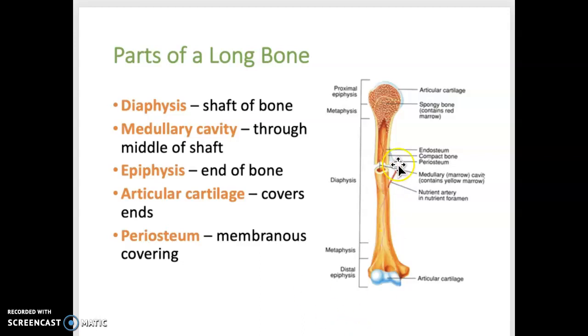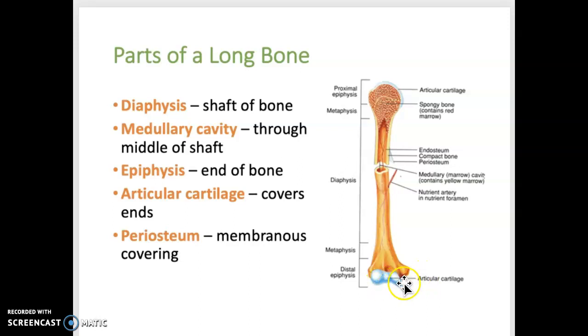The diaphysis is the main shaft of the bone. It's composed of compact bone tissue. The medullary cavity is the space that runs through the middle of the diaphysis. The epiphyses are the ends of the bone, and they are composed of spongy bone tissue. This is where red bone marrow is located, which produces blood cells.